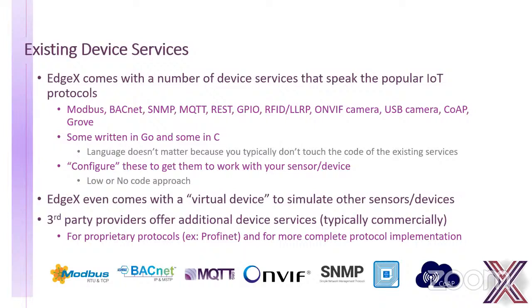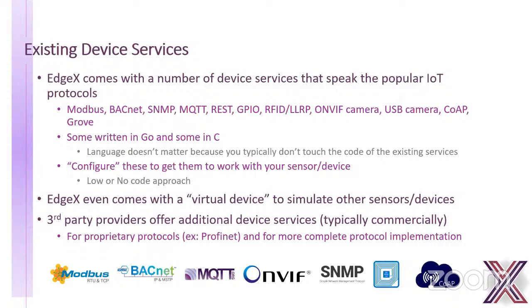In EdgeX, we have a number of existing device services that are already out there, as I mentioned. We have some for Modbus, BACnet, SNMP, MQTT, REST, GPIO, RFID sensors, which are based on the LLRP protocol, ONVIF camera services, USB camera services as well, CoAP and Grove. As you can see, a fairly substantial list of existing device services that already allow EdgeX to connect to a number of, quote unquote, things out there. Some of those are written in C, some of those are written in Go.